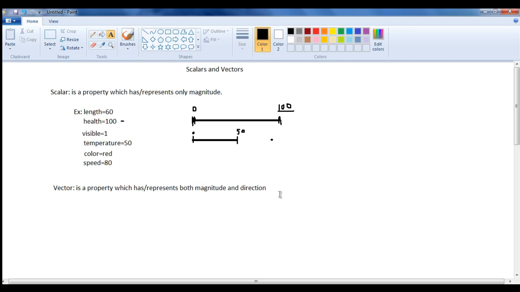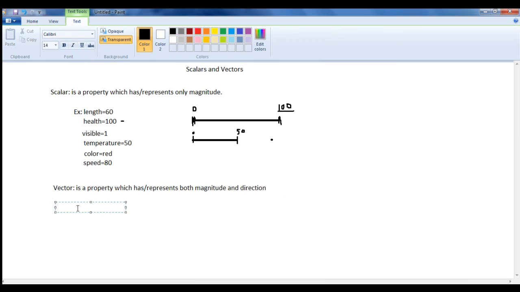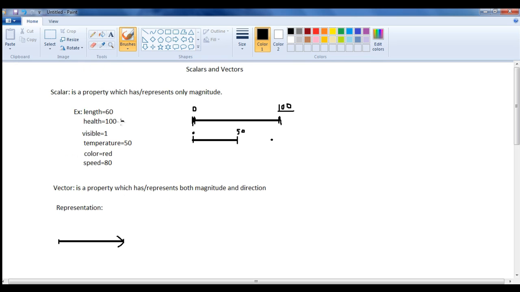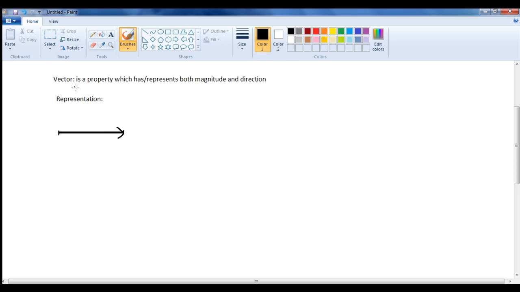Now, how do we represent a vector? Of course, you can represent a vector by a line. This indicates the length of the vector, or the magnitude of the vector. Plus, the vector is also going to have a direction, so it is going to be a directed line. Whereas scalars are not directed, vectors are directed lines, you can see.